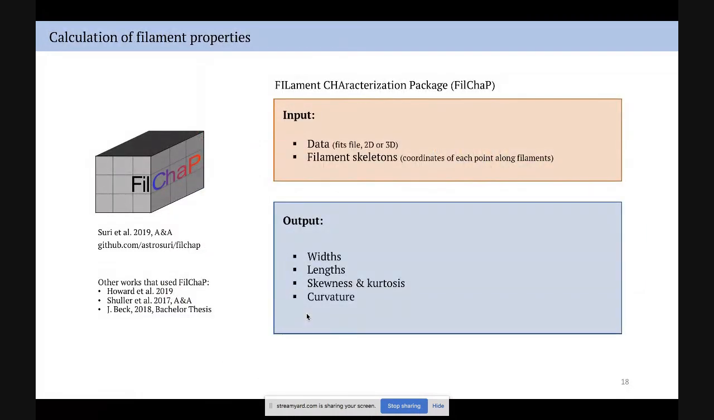And once I had the filaments, I developed a method that then evolved into a Python package called FilChaP, which is basically a filament characterization algorithm. It needs two inputs. The first is obviously your data, in FITS files, it can be 2D or 3D. The latter is the skeletons of your filaments, which are basically the coordinates of each point along the filaments. And it outputs a variety of properties and statistics about your filaments. FilChaP is publicly available on GitHub, shameless self-promotion. It was also used in a variety of other works.